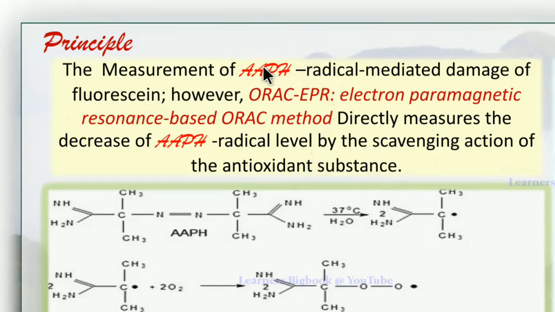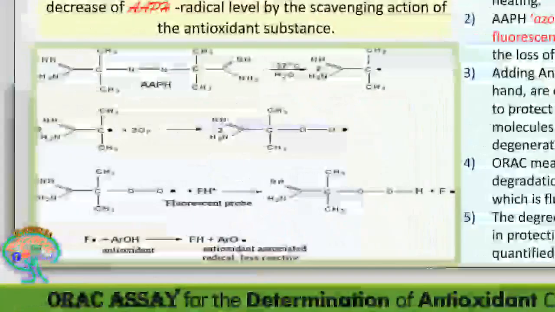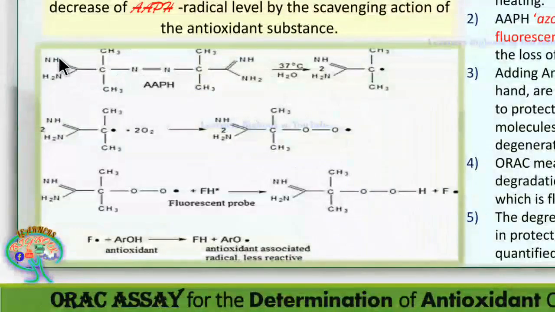So here you can see the reaction. This will be the AAPH, which will be decomposed to the free radical form, that is the carbon centered free radical form. Further, this carbon centered free radical will react with oxygen. Because of this, the peroxyl radical will be formed. This peroxyl radical is going to react with the fluorescent probe. So because of this, what will happen?